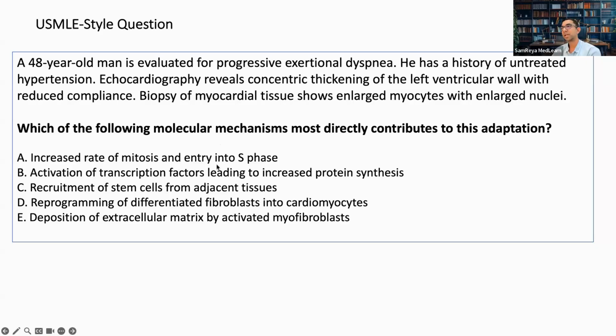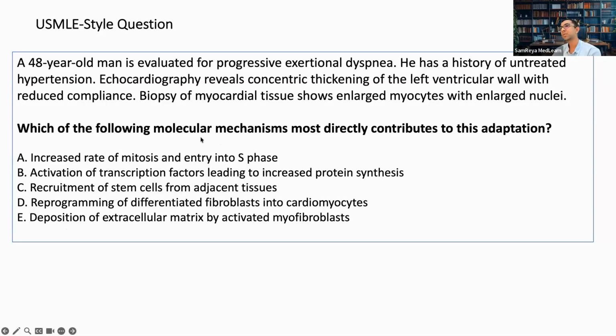Option A, increased rate of mitosis and entry into S phase. Option B, activation of transcription factors leading to increased protein synthesis. Option C, recruitment of stem cells from adjacent tissues. Option D, reprogramming of differentiated fibroblasts into cardiomyocytes. Option E says deposition of extracellular matrix by activated myofibroblasts.